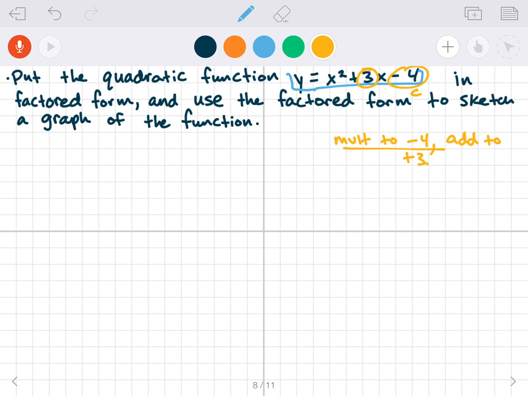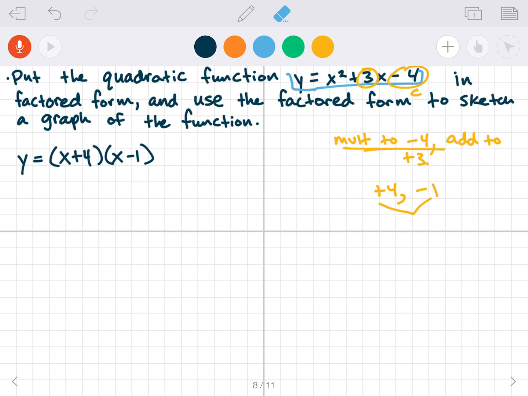Now this is going to be easy because negative 4 doesn't have a lot of factors. So the answer here, what numbers multiply to negative 4 and add to positive 3, is going to be positive 4 and negative 1, right? When I multiply these two, I get negative 4, check. When I add these two, 4 plus negative 1, I get 3, check again. So in factored form, this becomes y equals x plus 4 times x minus 1.